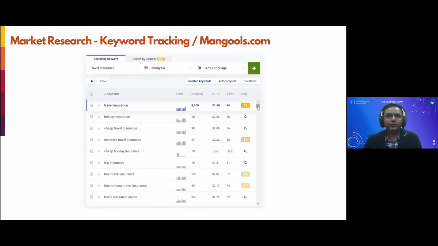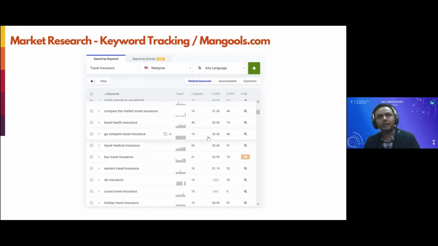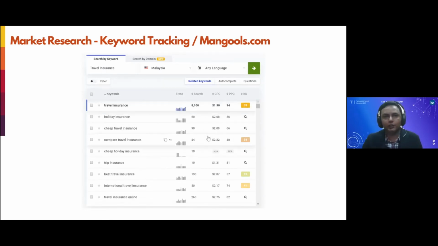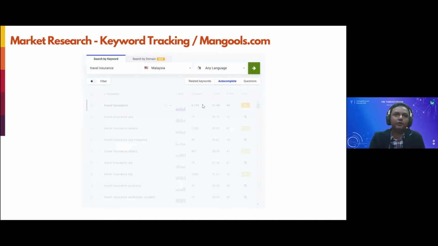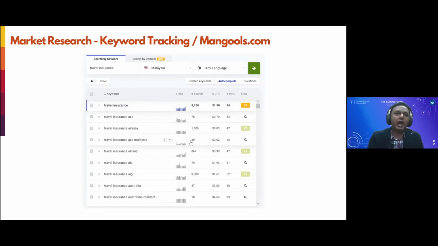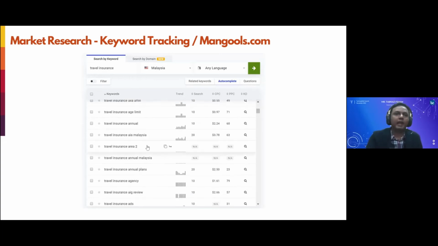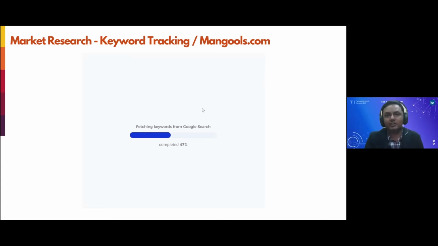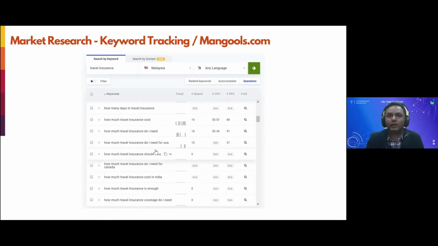For market research, there is one tool called mangools.com. Whenever you are developing a product, you must understand your audience and you must understand your competition. This is an example from the insurance industry. If I go to this tool and put in travel insurance in Malaysia, I would be able to see how many people are searching for travel insurance in Malaysia and what exactly they are searching for. It also gives you the autocomplete and question insight, what questions people are asking on Google and Bing related to travel insurance. So it applies to all kinds of industries.